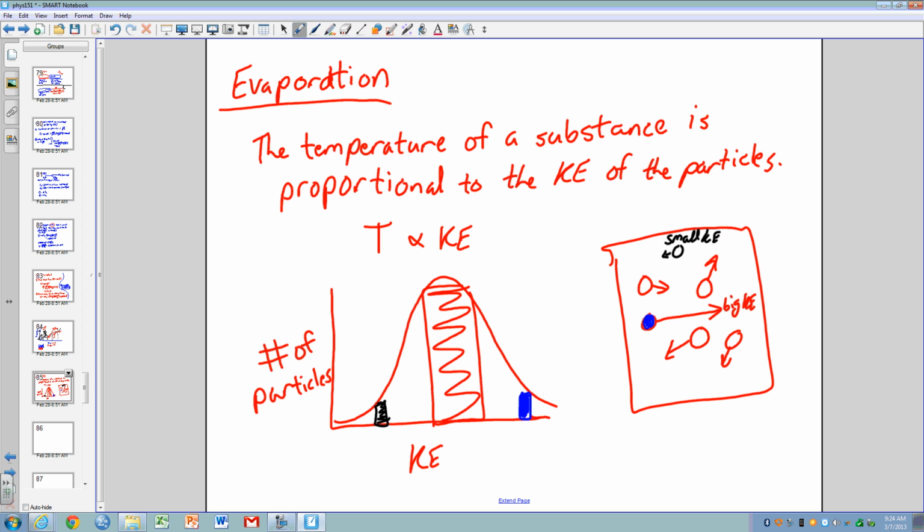Now, when we have evaporation, that means that some of the particles in a liquid are going to become a gas. When we have evaporation, some of the particles in the liquid will become a gas. Which particles on this graph, the black, the red, or the blue, will become a gas? The blue, right. Why is it that they'll become a gas?